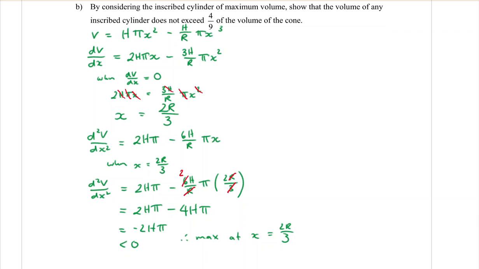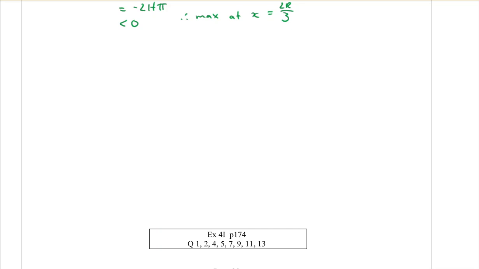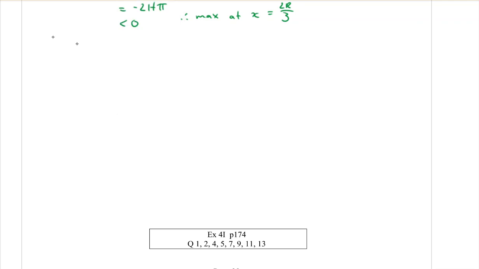It says, by considering the inscribed cylinder of maximum volume. Okay, so we found the maximum volume part. But we now need to show that the cylinder does not exceed 4/9 of the volume of the cone. We now need to compare the volume of the cylinder with the volume of the cone in our original diagram. All right, cylinder first, because the cylinder is what we've been dealing with. To find the volume of the cylinder, look back, we had a formula for it. And I'll write down volume of cylinder.